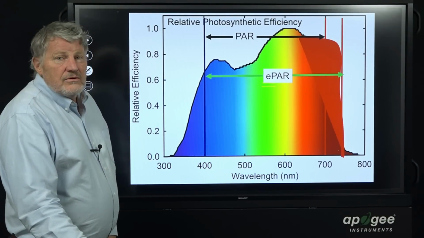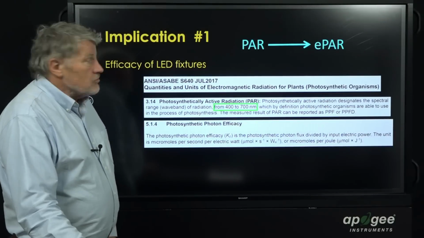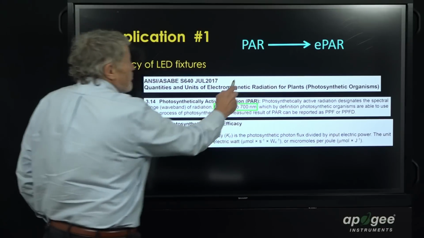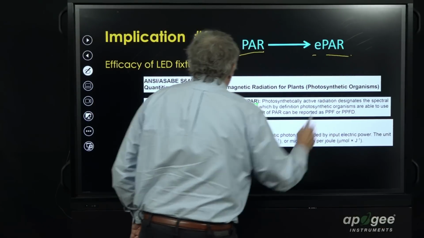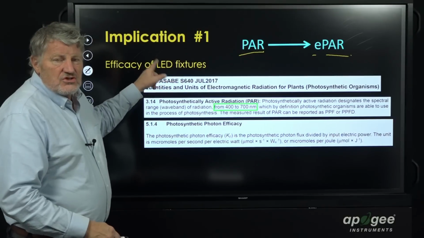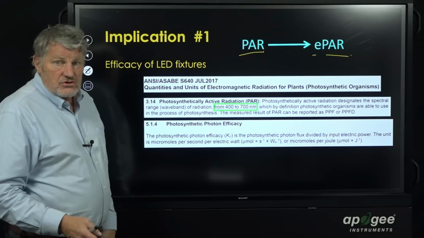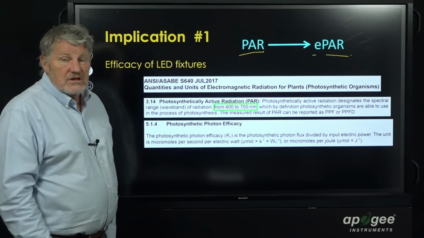This has a number of implications, and I want to review those now. So the move from PAR to ePAR. Number one, efficiency of fixtures. Are we going to count these photons in LED fixtures? And all the evidence is we should be counting them.